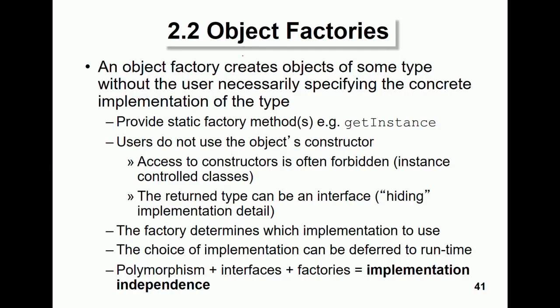So an object factory creates an object of some type without the user necessarily specifying the concrete implementation of the type. This is useful when you've got something like an interface and you've got lots of different types of concrete implementations. We've already seen an example of that.